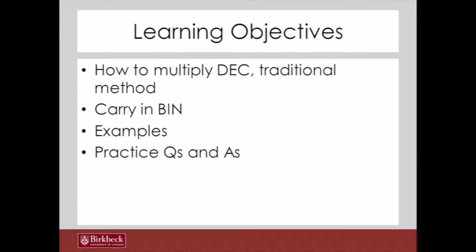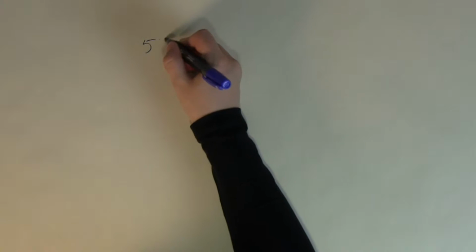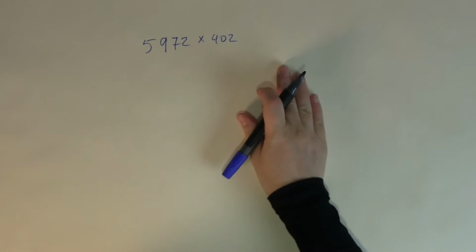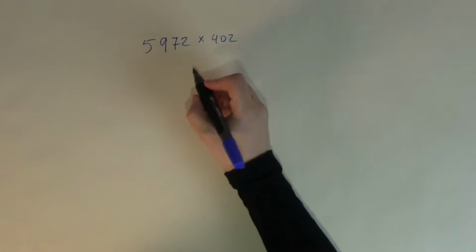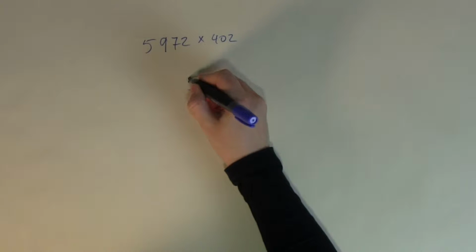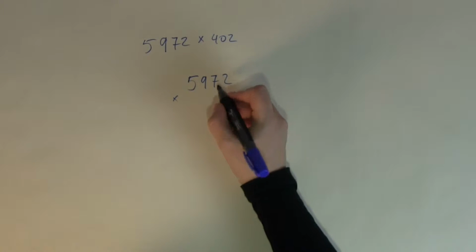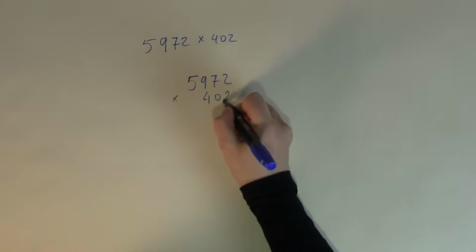So how do we multiply decimal numbers using the traditional method? For example, you have to multiply 5,972 by 402. First and foremost, you pick out which one is the bigger number, you place that on top, and with the multiplication sign, you place the other number at the bottom.